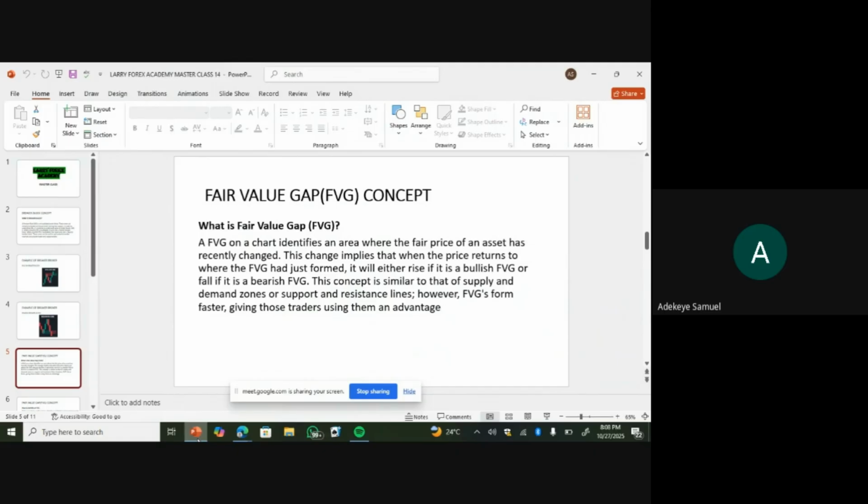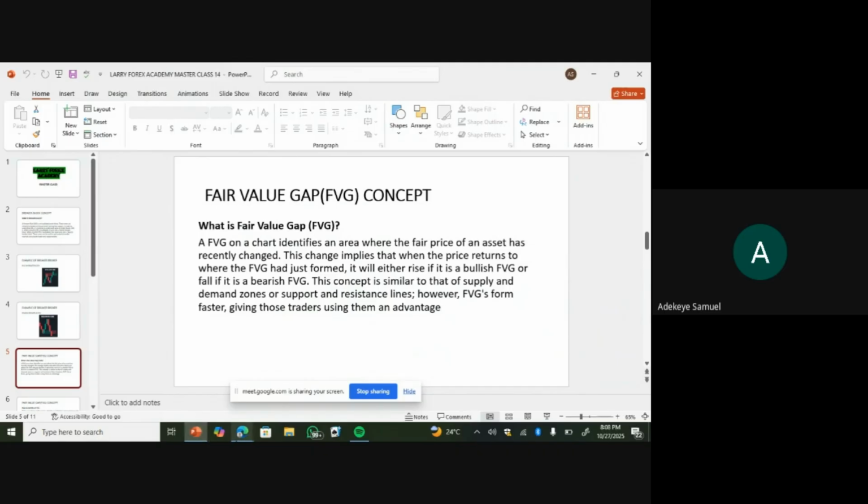This concept is similar to the supply and demand zone. For those that know the supply and demand zone very well, it will be easy to understand what a fair value gap is. If you understand support and resistance levels also, it's easy for you to understand fair value gaps. However, fair value gaps form faster, giving institutional traders the advantage to get a perfect entry. That is what I mean by this.